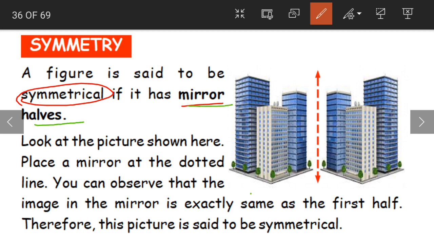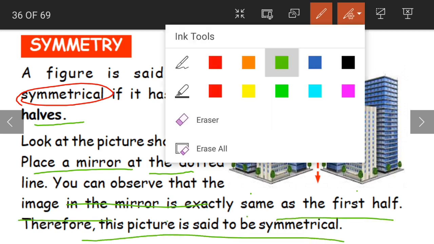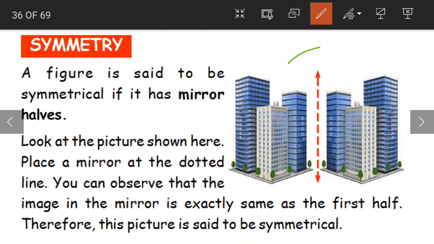The exact similar half. If you look at the picture shown here, place a mirror at the dotted line. You can observe that the image in the mirror is exactly the same as the first half. Therefore, the picture is said to be symmetrical when the other half of the image is the mirror half.